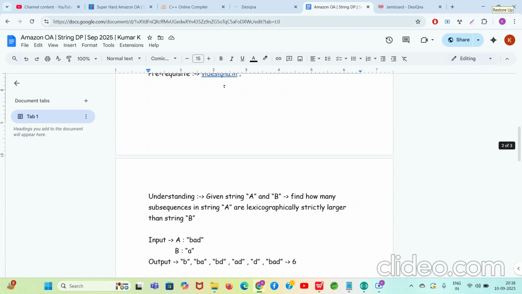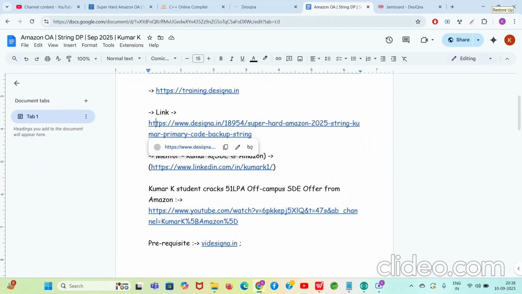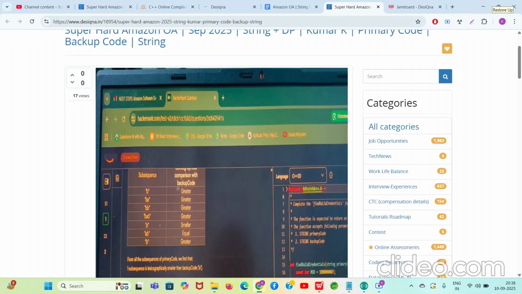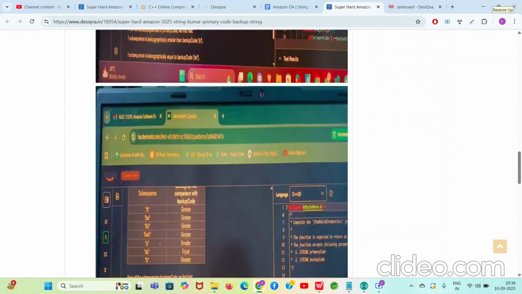Now we can see that this is the link to the problem, right? This is a super hard problem on string and dynamic programming. If I open up this problem, you can see how big it looks, right? So I will try to make it easy for you.